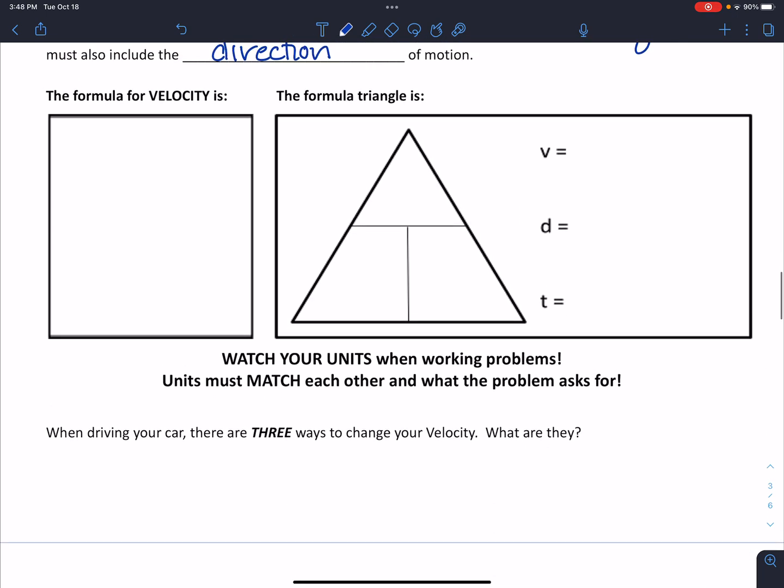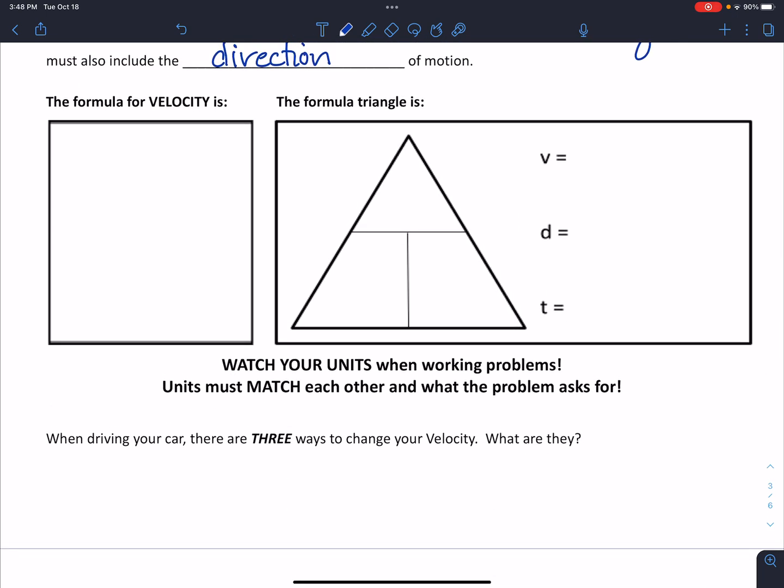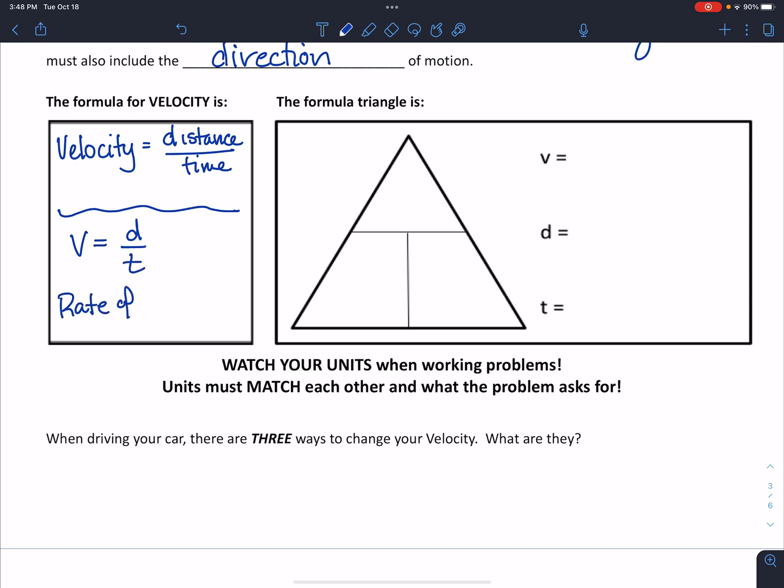So if we look down at our formula triangle, you're going to see something very similar, all right? Velocity, because it's still the rate of change in position, is going to be distance divided by time, although we really should use the word displacement here instead of distance. But for our purposes, we're going to keep it simple and we're going to keep it distance. All right, if we put our variable symbols in, we're going to have V for velocity, D for distance, and T for time. All right, so again, it's the rate of change in your position, and it indicates your direction of travel as well.